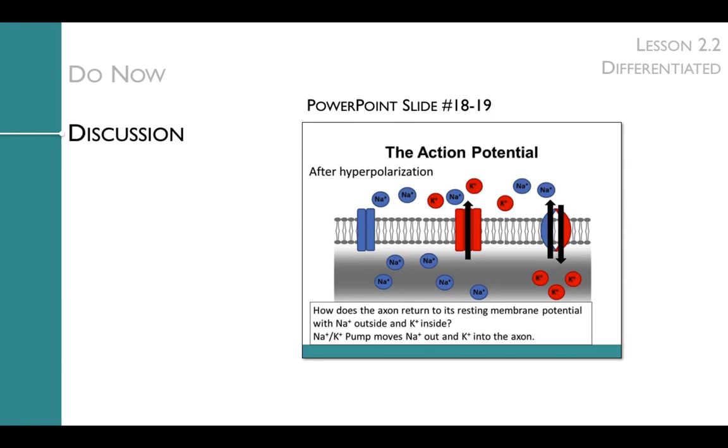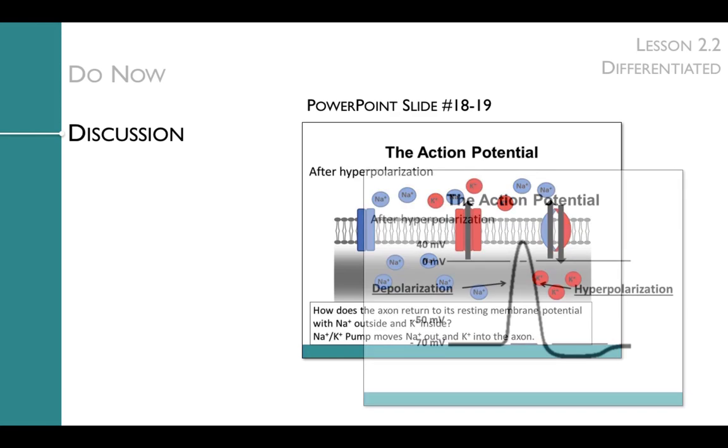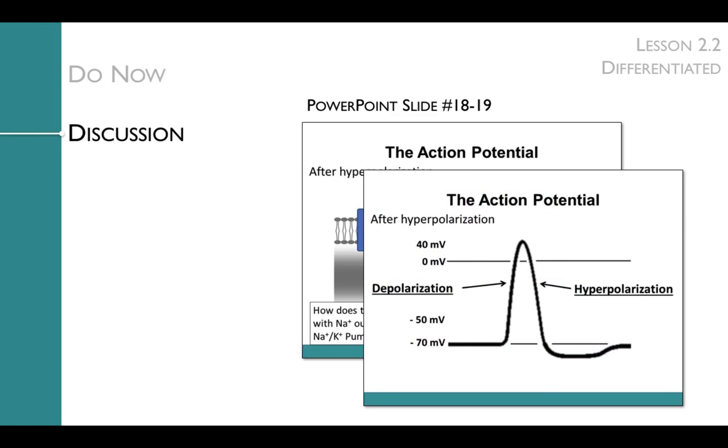The potassium channels close, and the sodium-potassium pump reestablishes the axon resting membrane potential by pumping sodium ions out of the cell and potassium ions into the cell. Slide 19 demonstrates how this movement of ions would appear on a graph.